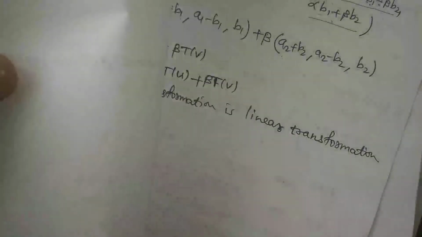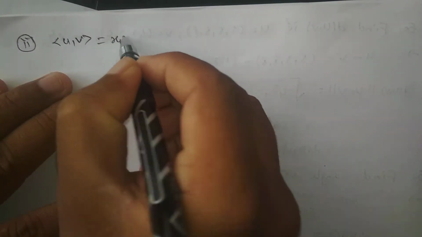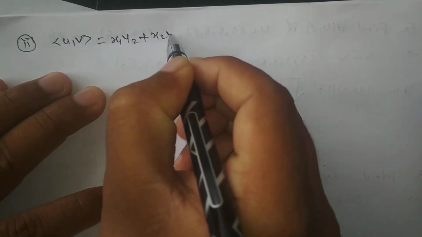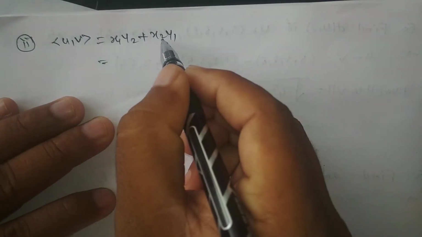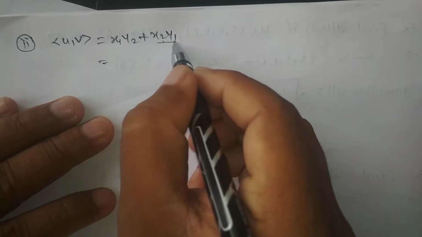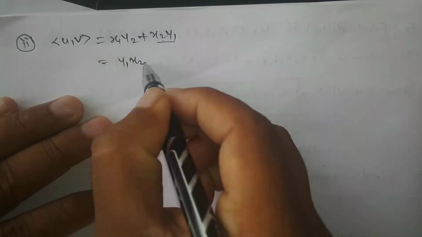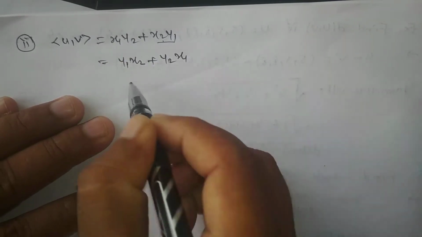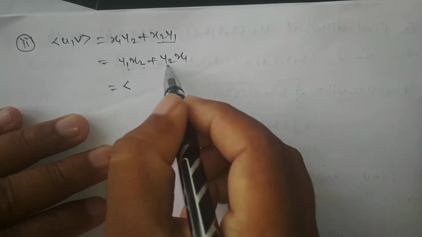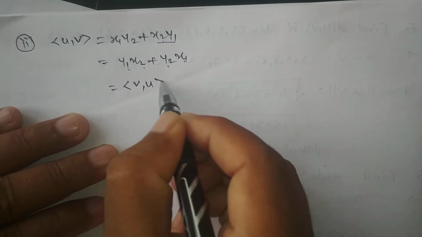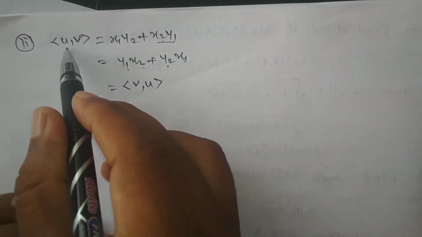Then the second property. To check the second property, consider the inner product of u comma v, which is given as x1 y2 plus x2 y1. This can be written as y1 x2 plus y2 x1, which is nothing but the inner product of v comma u. So the inner product of u comma v is equal to the inner product of v comma u.